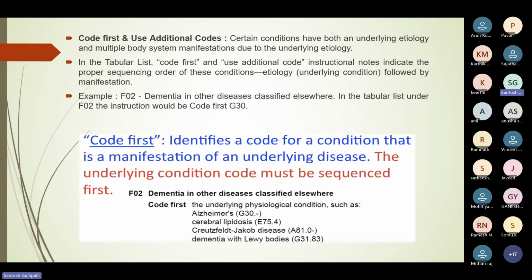Next, code first and use additional code. We will discuss these conventions tomorrow. Tomorrow we will also start chapter-specific coding guidelines, in infectious and parasitic diseases. Tomorrow we will complete the HIV/AIDS guidelines. Once we complete these conventions, we will start chapter-specific coding guidelines. From tomorrow onwards, ICD-10-CM coding is very interesting.